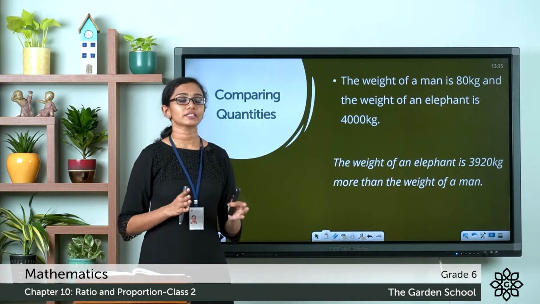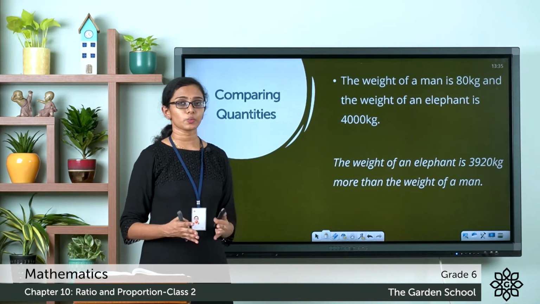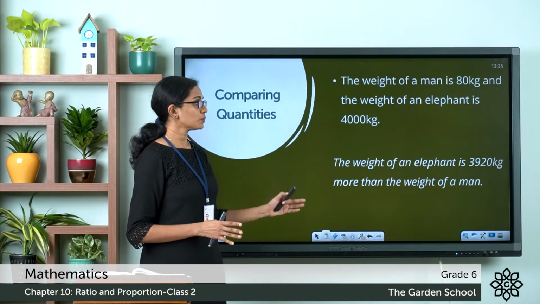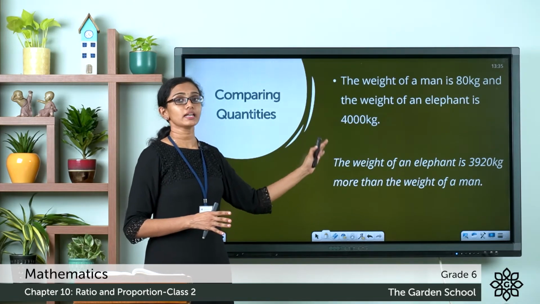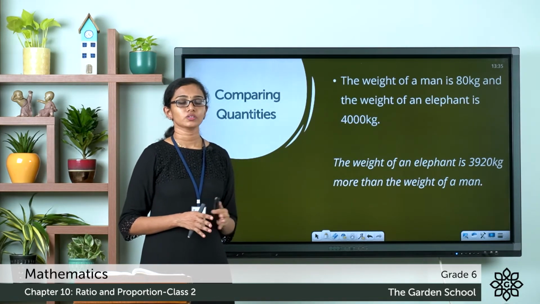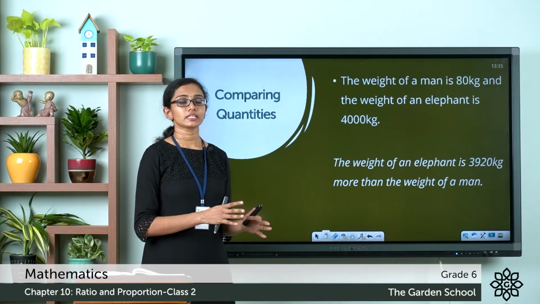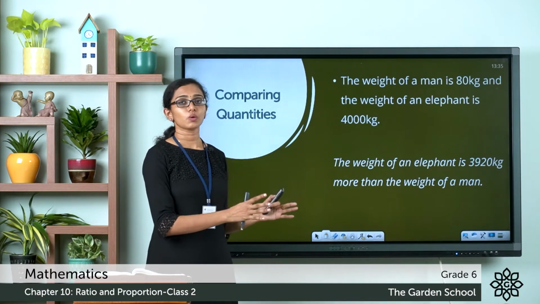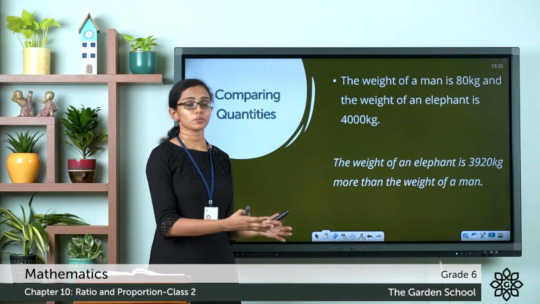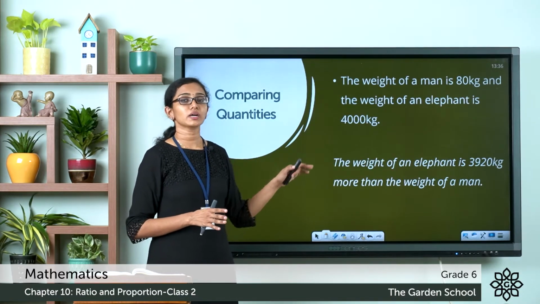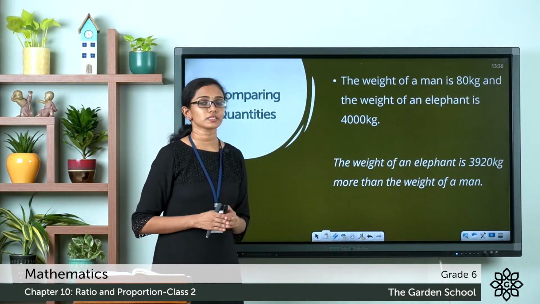Instead of taking difference, it will be a better way if we can say how many times the elephant is heavier than the man. So in the case of bigger quantities, instead of taking the difference, comparing the quantities by division is a better way. So here, if we compare the quantities by division, how can we express it?